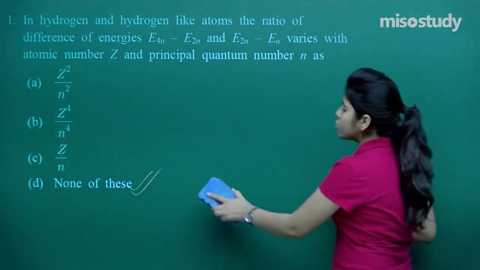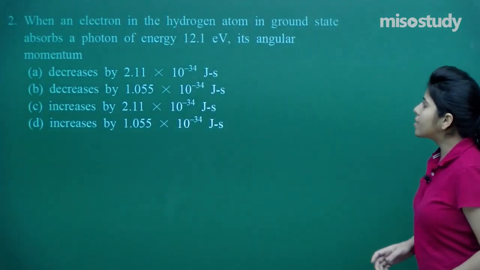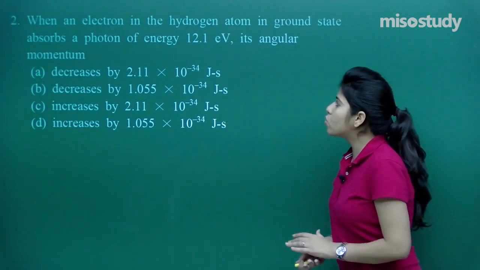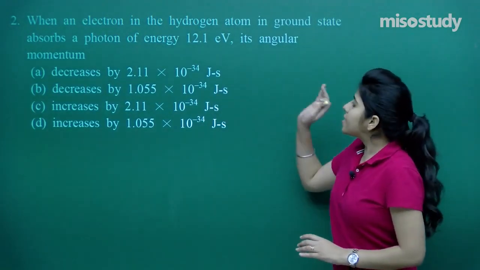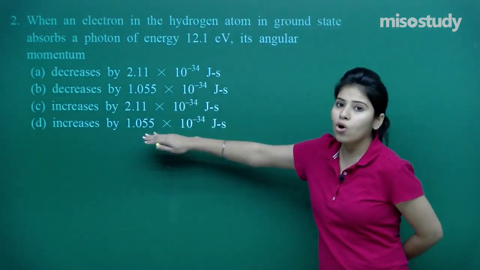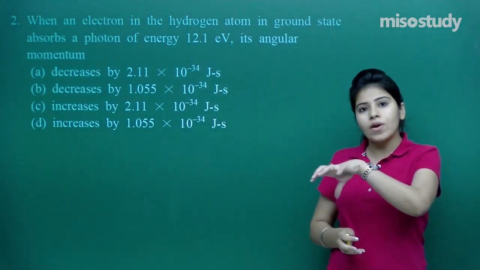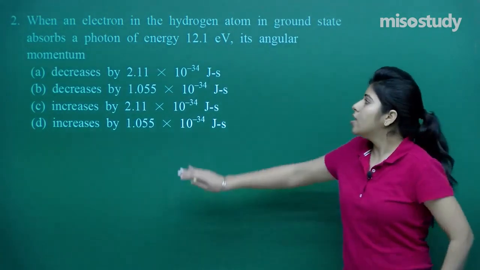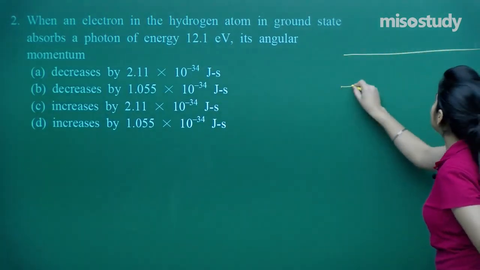So question number 2 says, when an electron in the hydrogen atom in ground state absorbs a photon of energy 12.1 electron volt, its angular momentum will be what? Whether it will be decreased or whether it will be increasing. So let me just tell you once again, we will be taking a recap of what we have covered in the chapter, right?